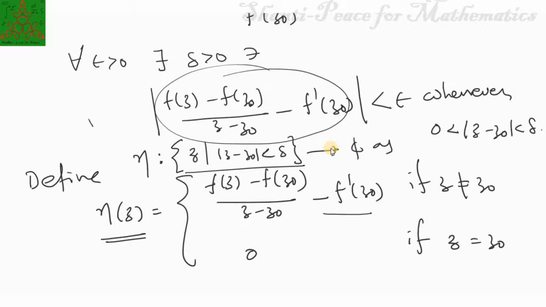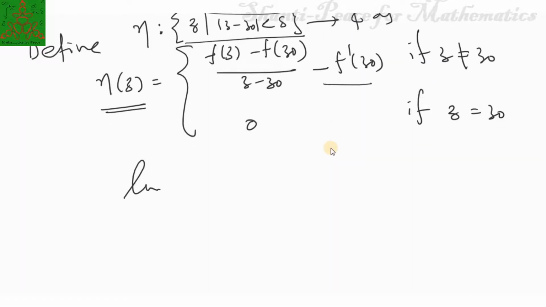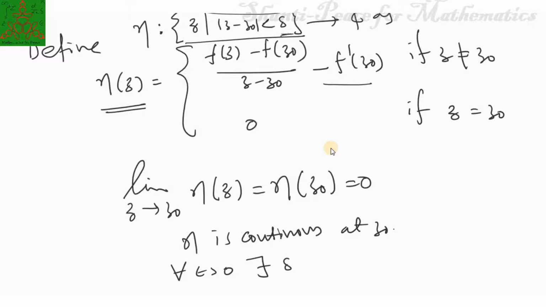Due to this condition, we can say that the limit of eta of z is nothing but eta of z0, which is 0, because if you take the limit as z tends to z0, we will have this. So we can say that eta is a continuous function at point z0. By the epsilon delta definition of continuity, for every epsilon greater than 0 there exists some delta, and delta is exactly what we have.